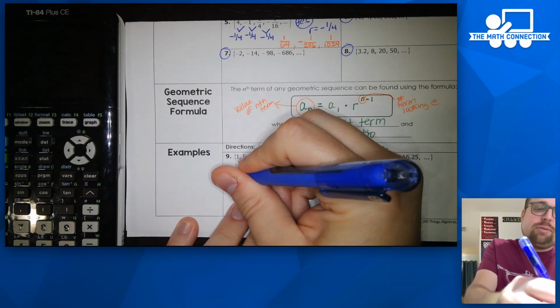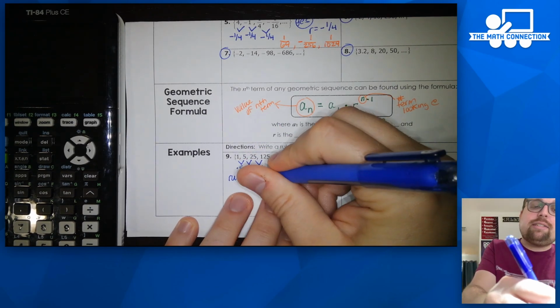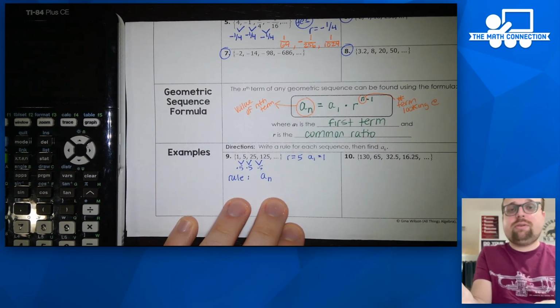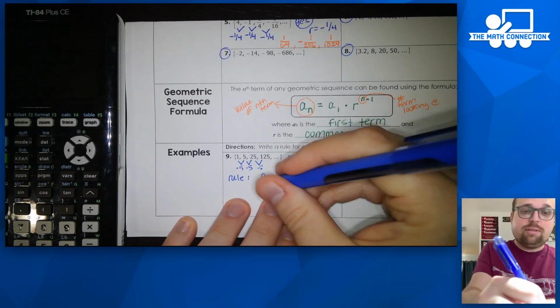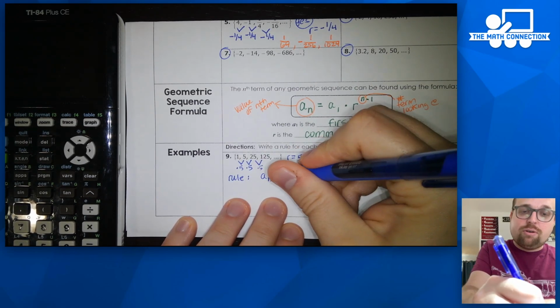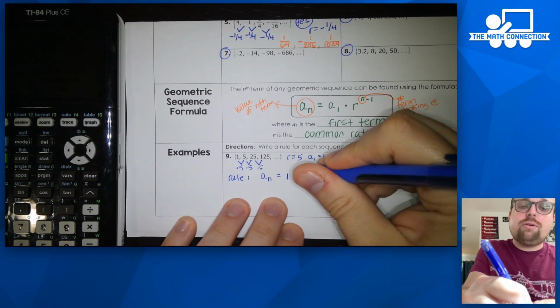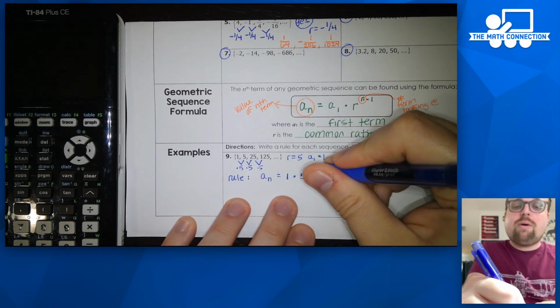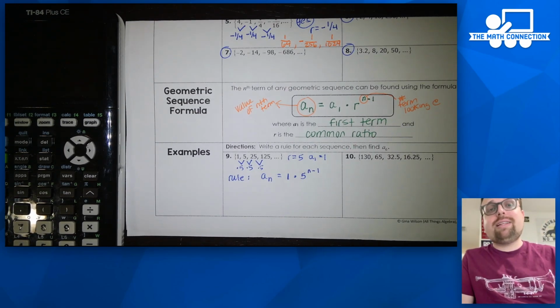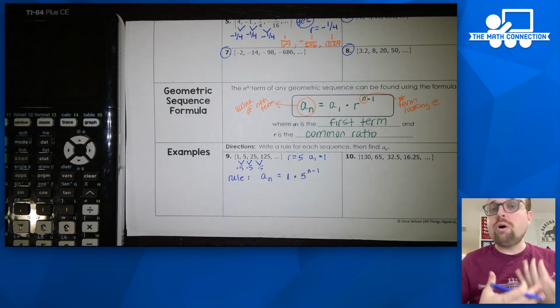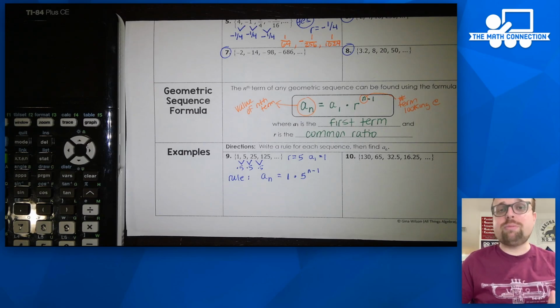So the rule is that to find any term in this particular sequence, you're going to multiply the first term, which is 1, times the common ratio, which is 5, to the power of n minus 1. So that's it. You don't know what n is yet because you don't know what term you're looking for. This is the most that you can plug in.